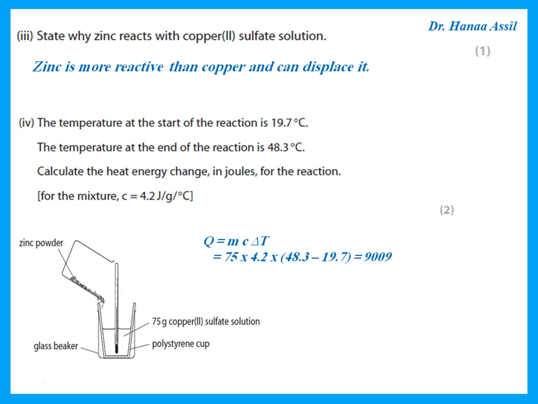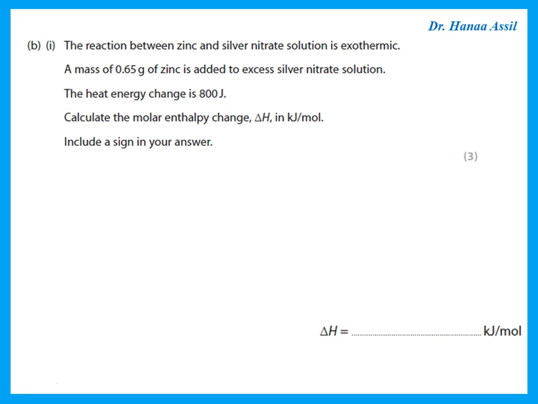This is a given number. It's 4.2 times the temperature change. So you're going to subtract the temperatures from each other so that you get the temperature change. All of this gives you the heat energy change in joules. Remember that Q comes out in joules.